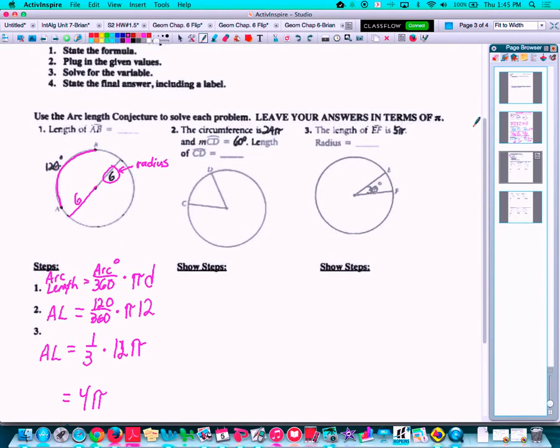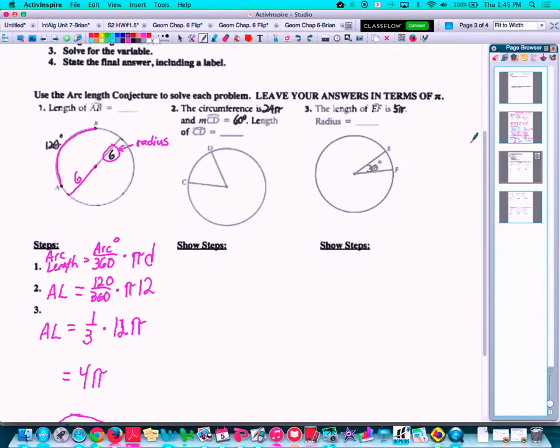If we can just plug in our numbers and keep track of that formula on a basic problem, let's go through another one over here. This one, you're given the circumference is 24 pi, and the measure of the arc CD is 60 degrees. So arc is 60 degrees, circumference is 24 pi. Find the length of arc CD. It's a little hard to see here, but we want length of CD.